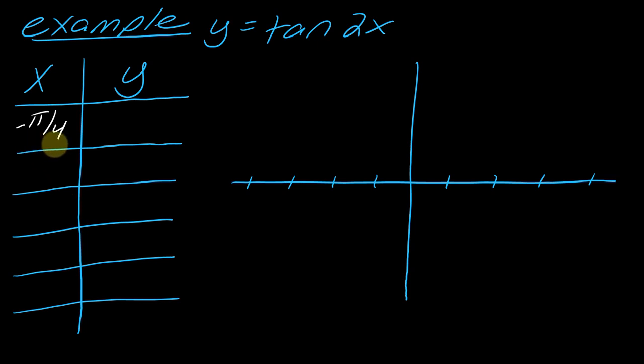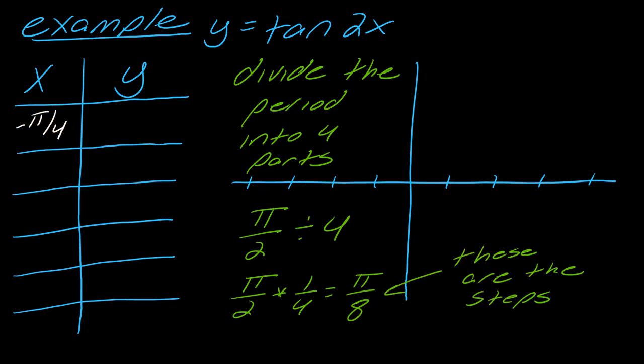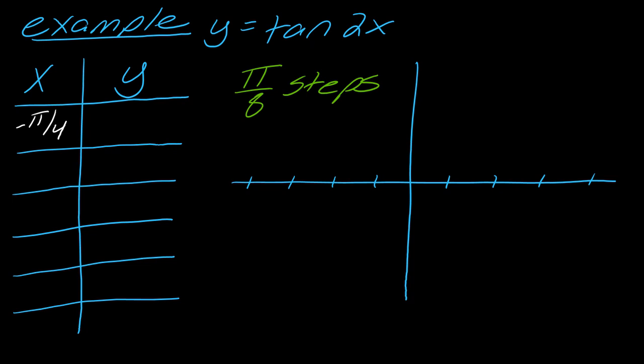So the lower value, negative pi over 4, is where we start. Now we take our period and divide it into parts, similar to how we did with cosine and sine. If I take pi over 2 and divide that by 4, I will get pi over 8. These are the steps I want to take after my initial point has been set. So we're going to take pi over 8 steps. If I start with negative pi over 4 and add pi over 8 to it, that will equal negative pi over 8.